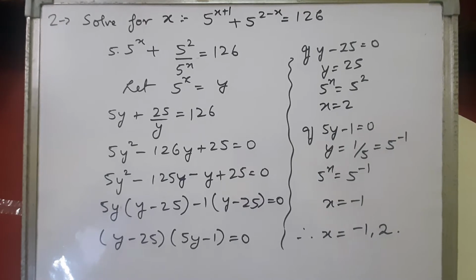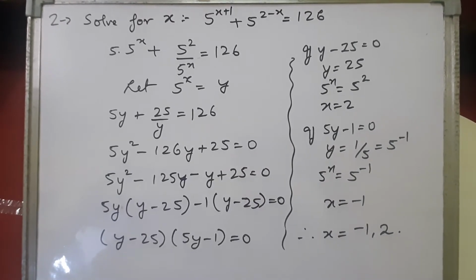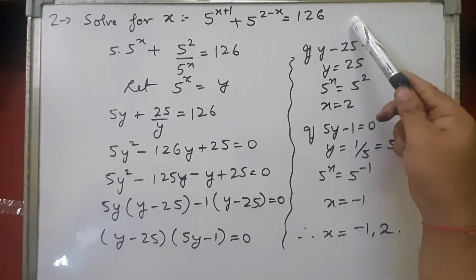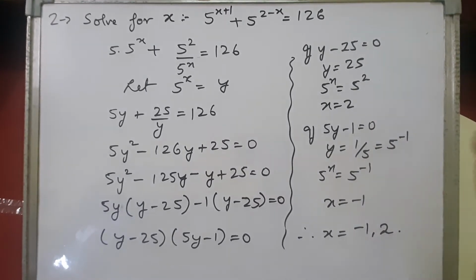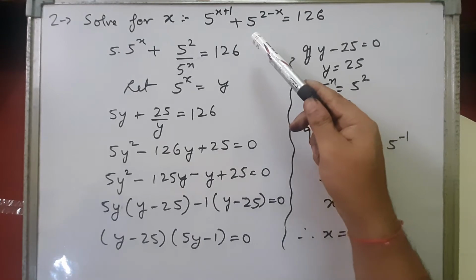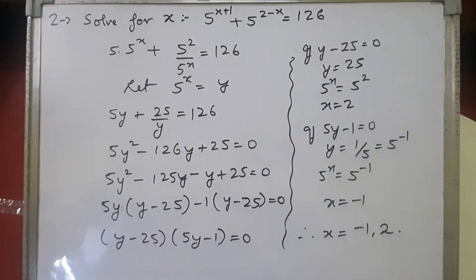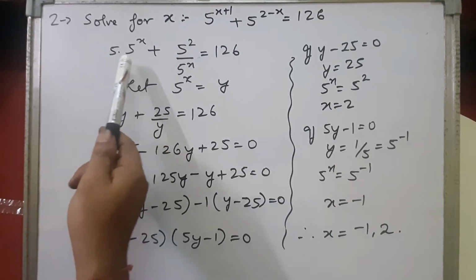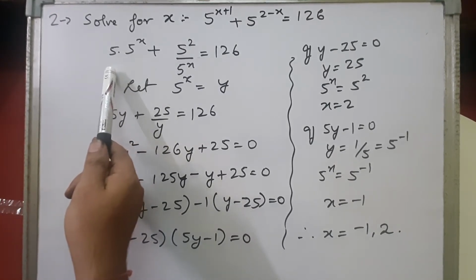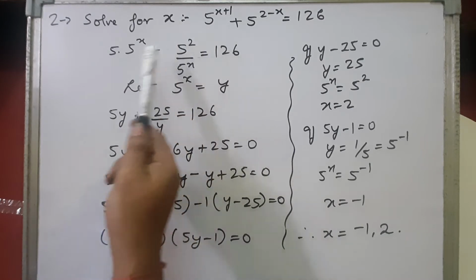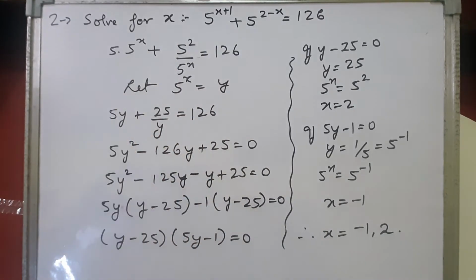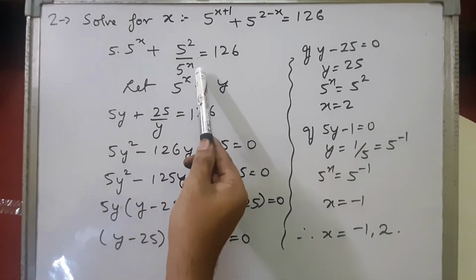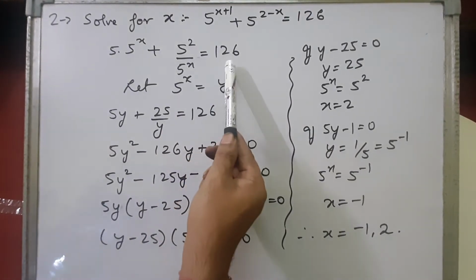Let's see another sum, children. Now in this sum it is given: solve for x, 5 to the power x plus 1 plus 5 to the power 2 minus x equals 126. So what we'll do, we'll write 5 to the power x plus 1 as 5 into 5 to the power x. We know the law of indices: when the terms are in multiplication, the powers get added. So 5 to the power x plus 1 can be written as 5 into 5 to the power x. 5 to the power 2 minus x can be written as 5 square upon 5 to the power x, equals 126.